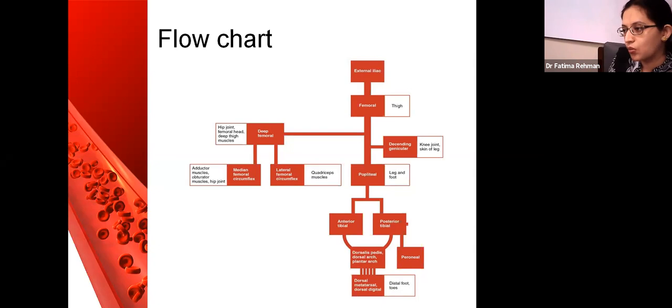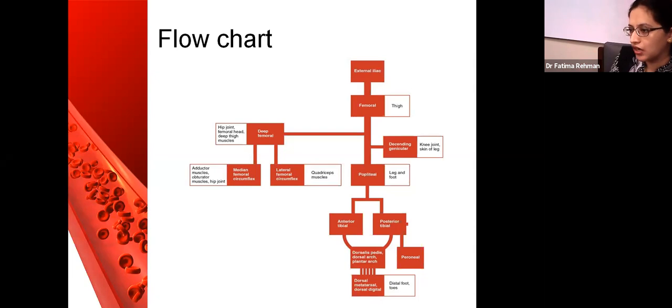External iliac artery is the one which is associated with more perineal regions, with the skin and the subcutaneous tissues of the groin and the perineal region, and it continues forward as the femoral artery. It is basically the sole supply of the lower limb. So external iliac artery continues forward as the femoral artery.